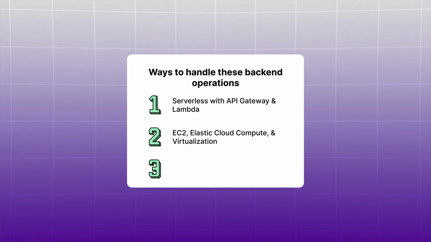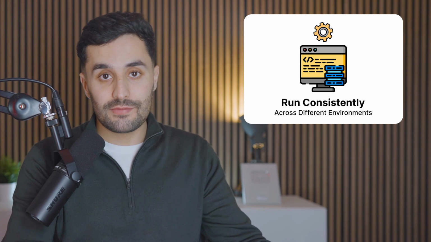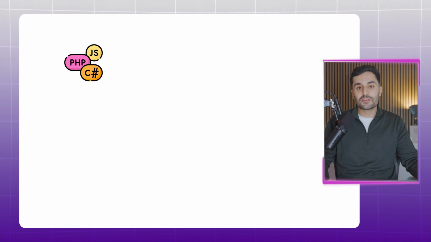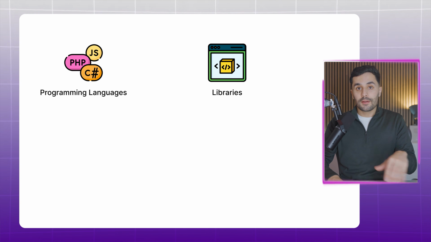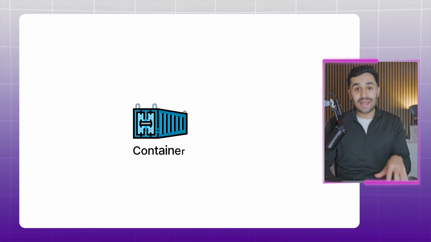Now let me explain the third way to run your applications in AWS: using containers with ECS, Elastic Container Service. The best way to describe this approach from the top is that it sits between serverless and traditional EC2 servers. So containers solve a fundamental problem in software development, the challenge of getting applications to run consistently across different environments. Think about all of the things your application needs to run: specific versions of programming languages, libraries, configuration files, and dependencies. Containers package all of this together in a standardized way.